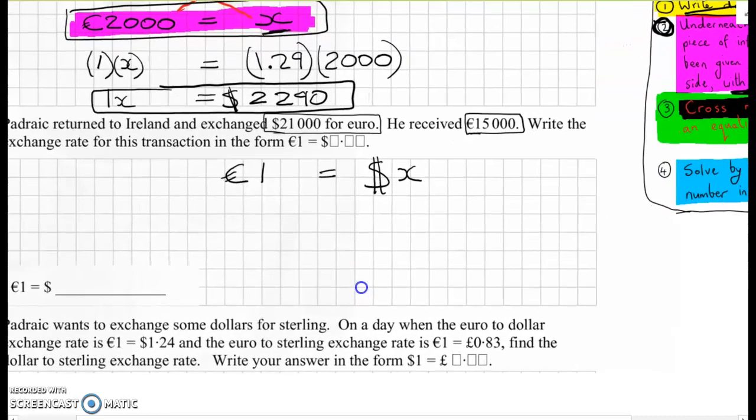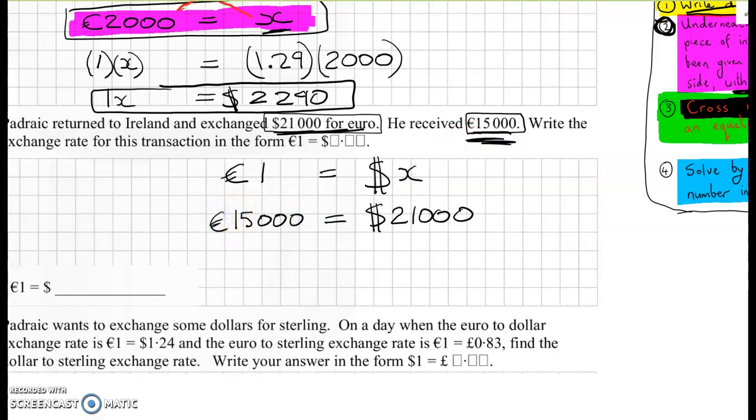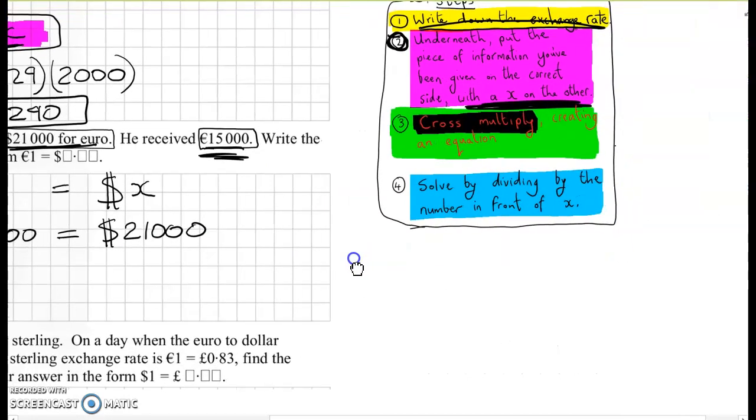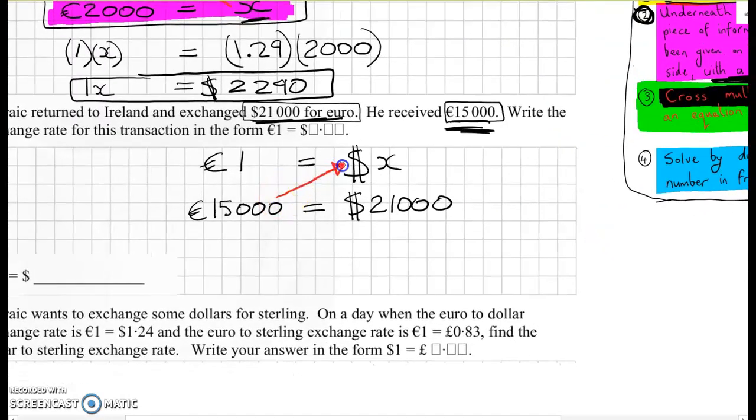Then underneath, put in the information that we have. So we know the $21,000, so where will that go? It'll go over here on the same side as the dollars. It has to stay on the dollar side. $21,000 is equal to 15,000 euros. So that'll go over here because that's the euro side. Step 3, cross multiply. Okay? That's going to come up to multiply here. That's going to come up to multiply here.